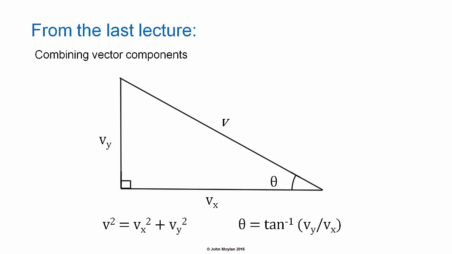out of the vertical and horizontal components, such that V squared is going to be equal to V squared x, the x velocity in meters per second, plus V squared y, the y velocity in meters per second. Theta, the angle to the horizontal of the projectile, is going to be equal to tan to the minus 1, inverse tan of Vy over Vx.